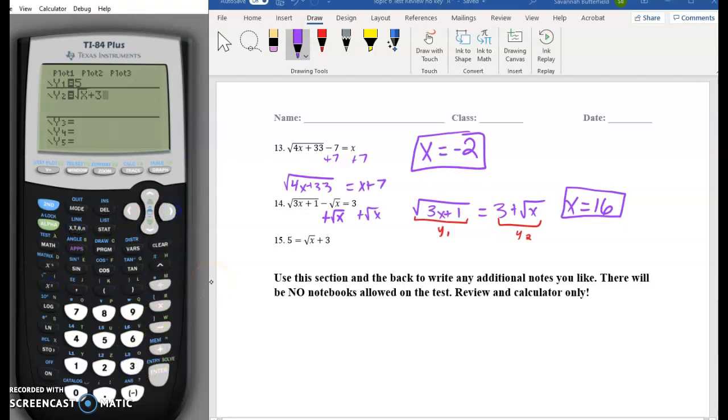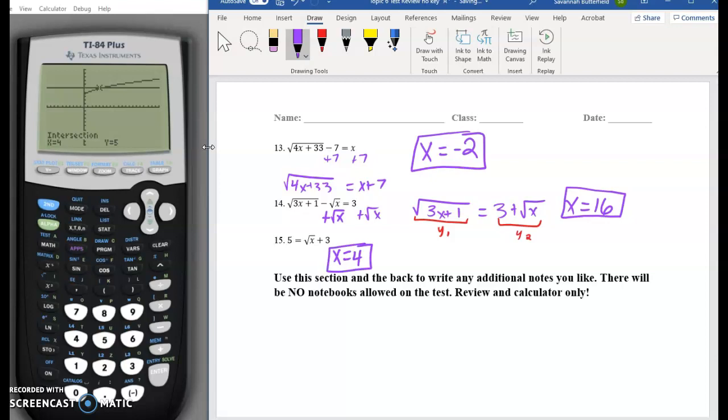You could move the plus 3 over if you would like, but not a requirement. And probably don't need to keep the adjusted window, but there's no point in changing it back. I can see my intersection right there, so second trace 5. It actually is pretty close, so 1, 2, 3. So it says x equals 4, so we're going to say x equals 4, and that is my solution.